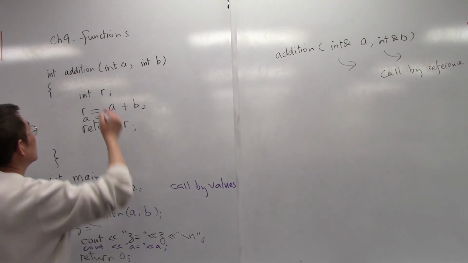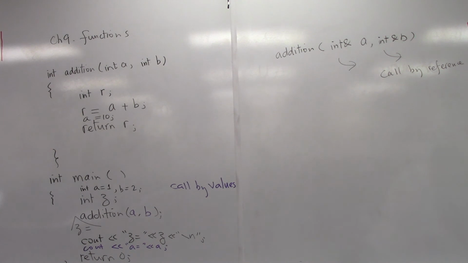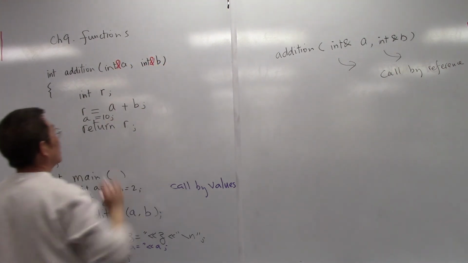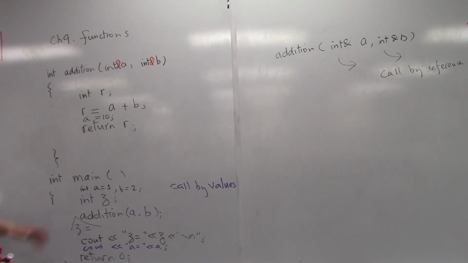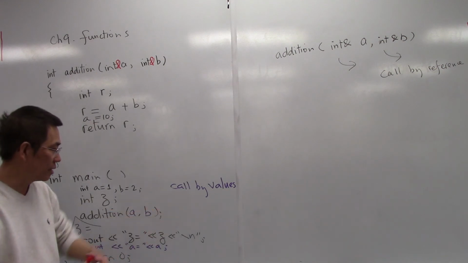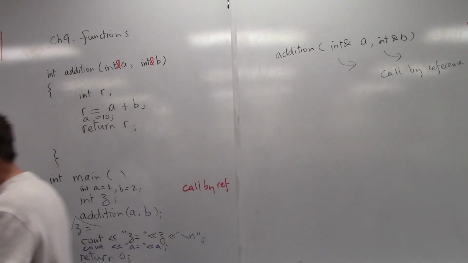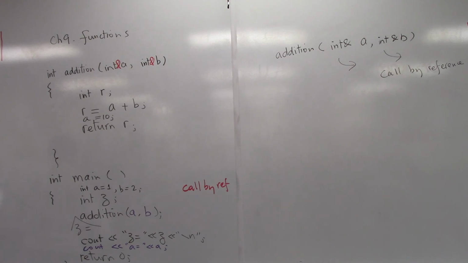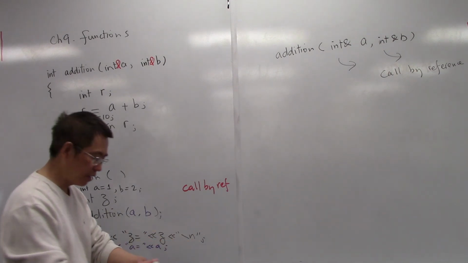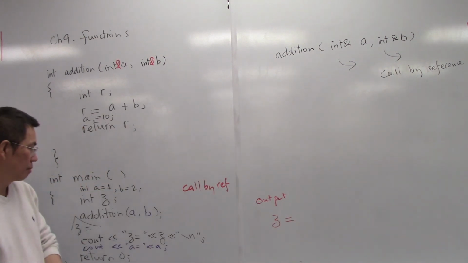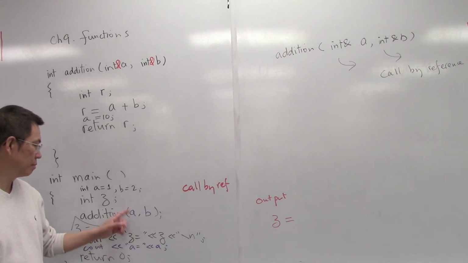Let me now modify this program. I think I better use the red pen here. I put an ampersand here, and then this ampersand here. The rest is the same. After I execute it, this time it is called by reference. If I do call by reference, up to this point, what do you think the output will be? Here Z is equal to, what will be the value of Z? 3, very good.